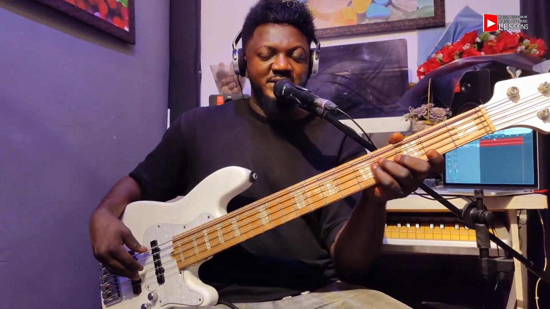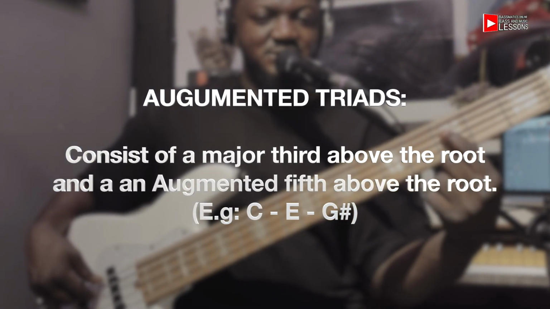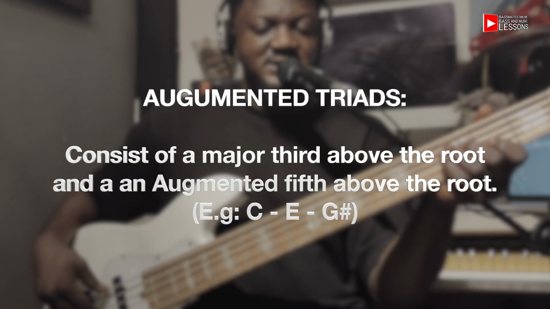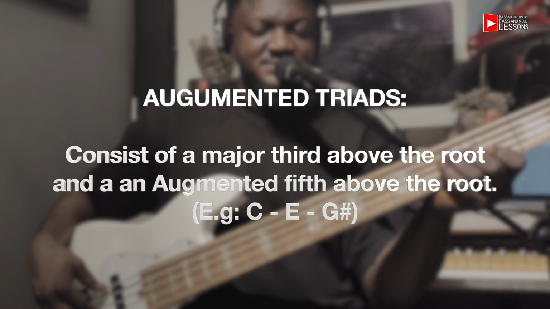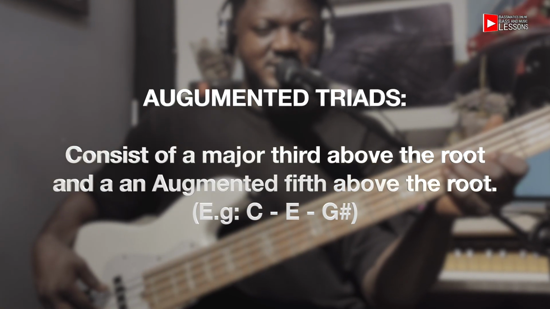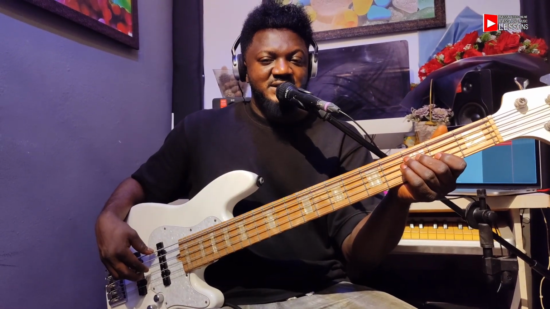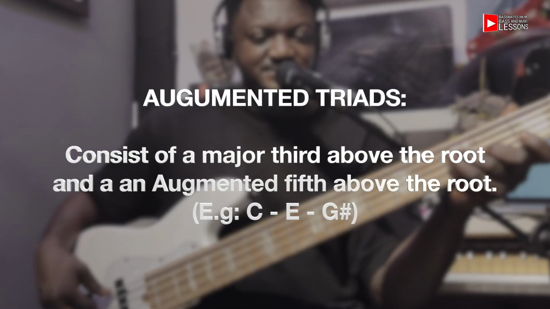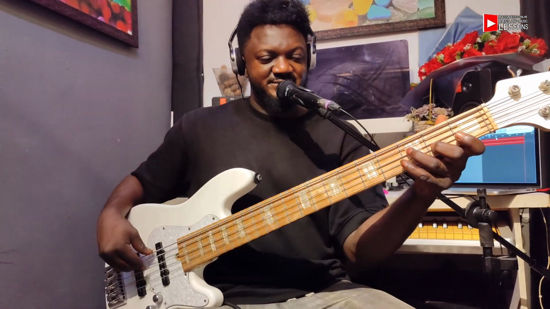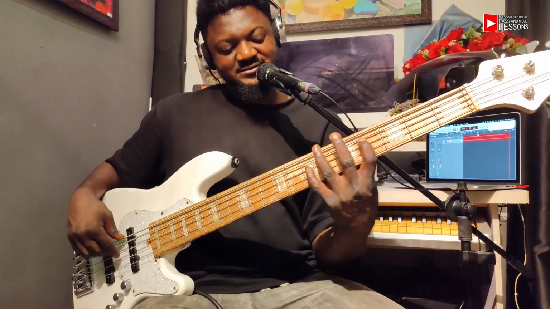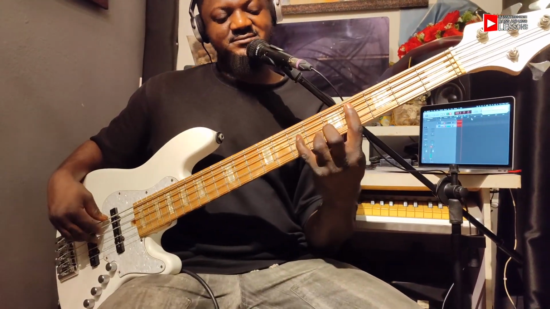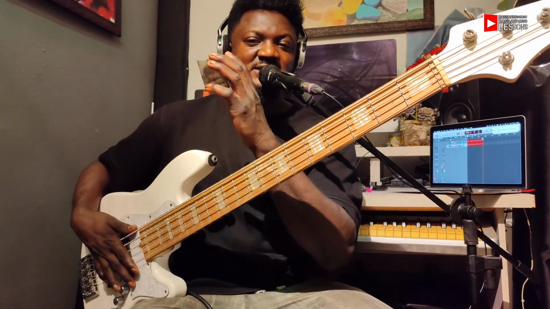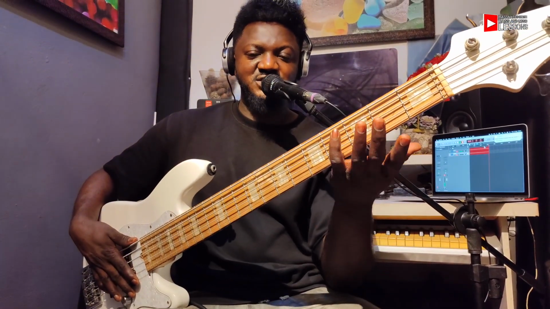And then for augmented triads, you have the root, which is C. That's what you're augmenting. You have the major third, which is E, and then you have the augmented fifth, which is G sharp. So the shape is like this, or you can play it like this. I'm going to be using these ideas to play the chords for you using the major triads.